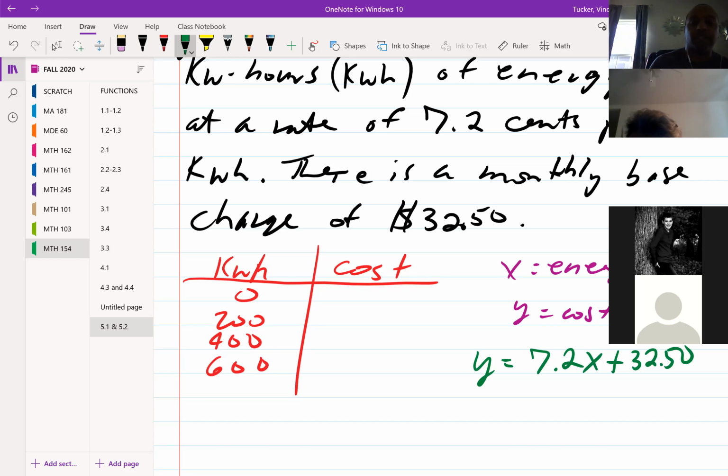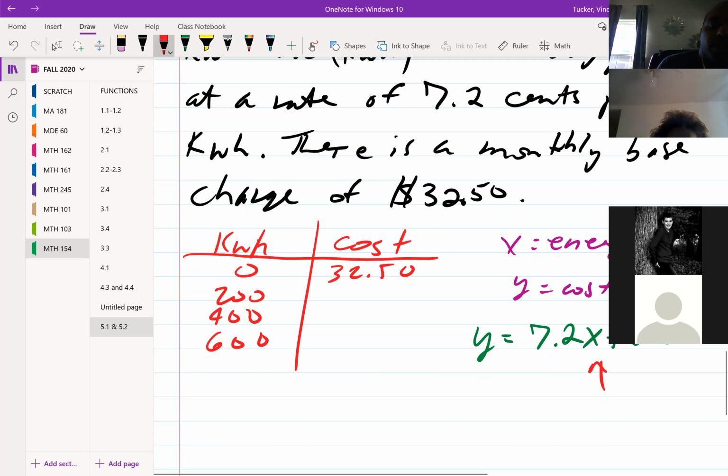So all we would do is plug in each one of these individual values, 0, 200, 400, 600, in for x, and get the value that comes out after we finish our calculation. If x is 0, the cost would be $32.50, because 7.2 times 0 is 0, but we still have a charge of $32.50. All right, do the same thing for the other 3, plug in 200.